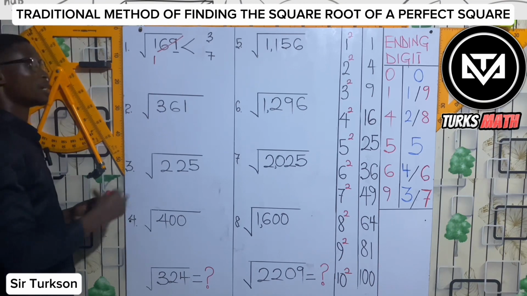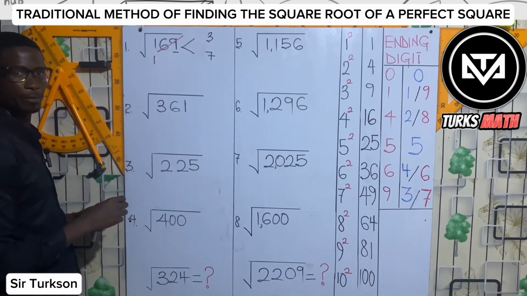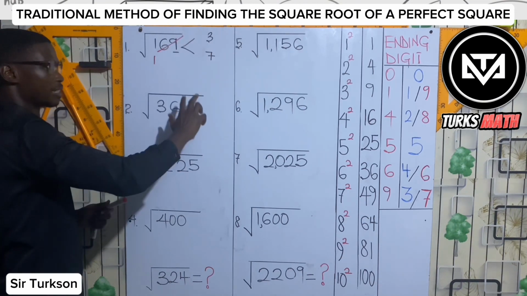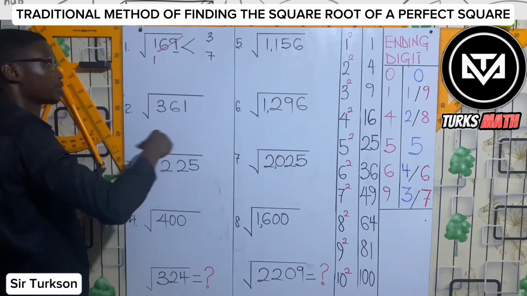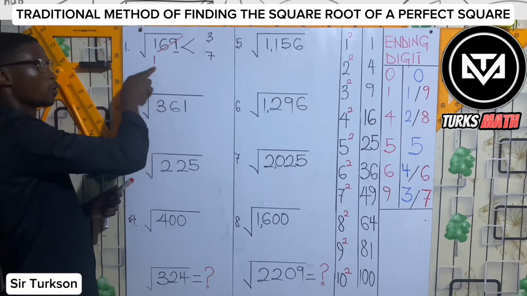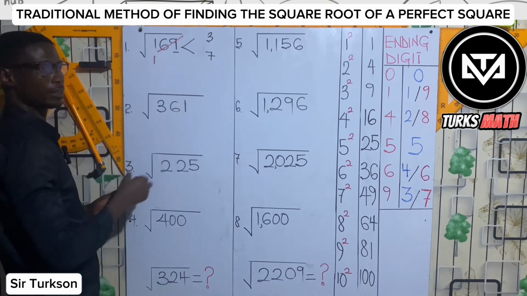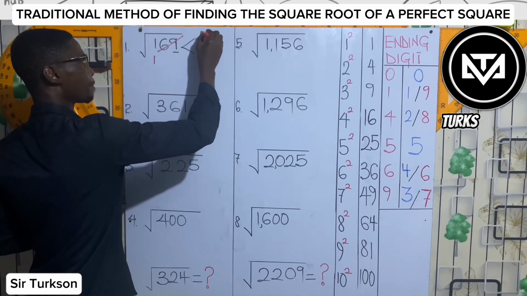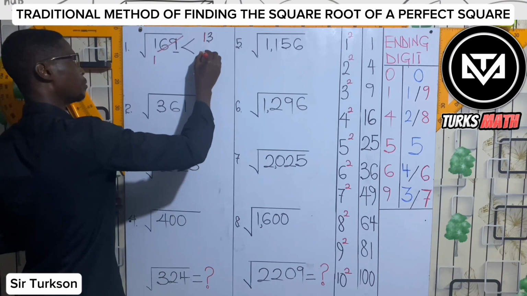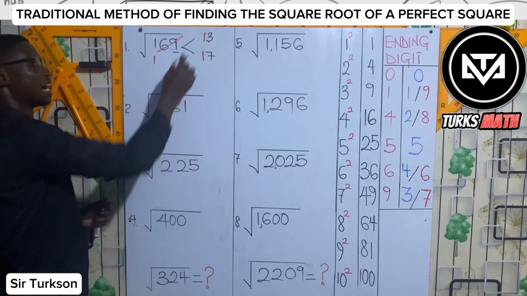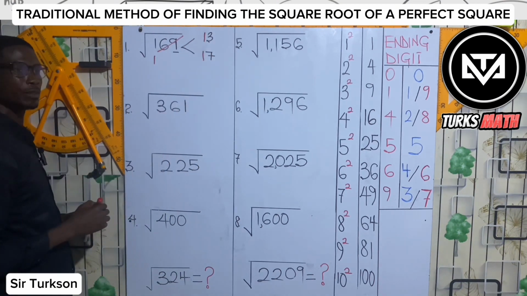So in this case, we are going to have two values here. So what is the next thing? As you are going to have two values here, after writing your 1 here, you write 1 again. So here we have 13 and 17.